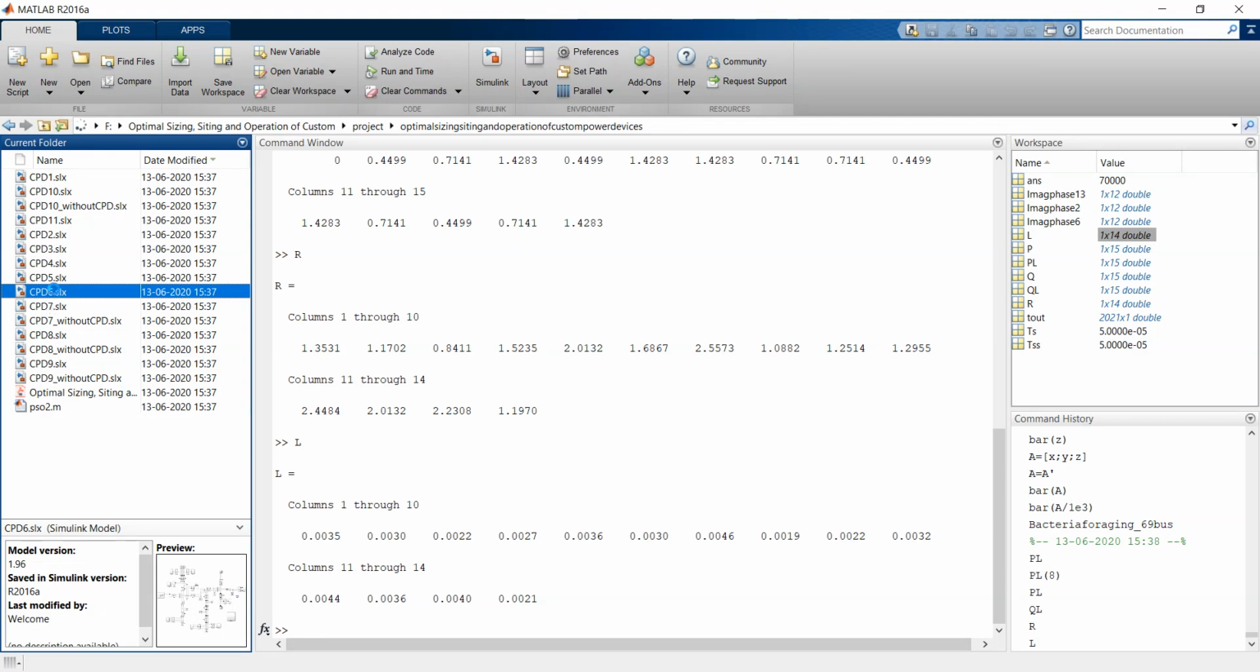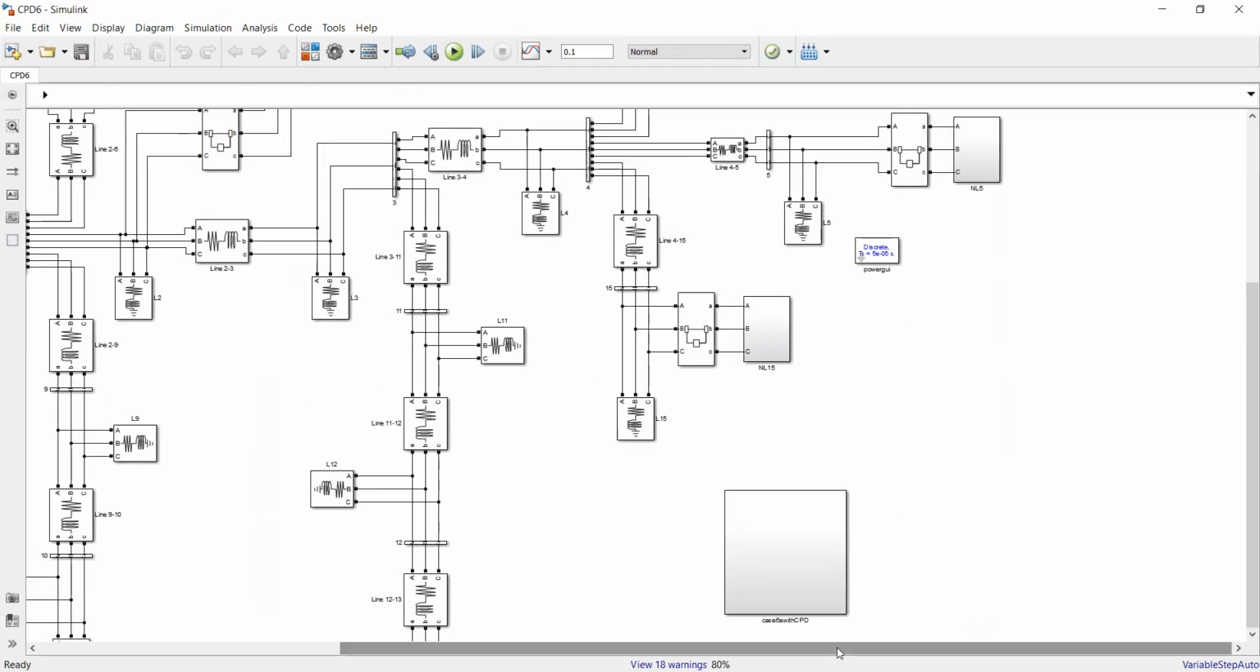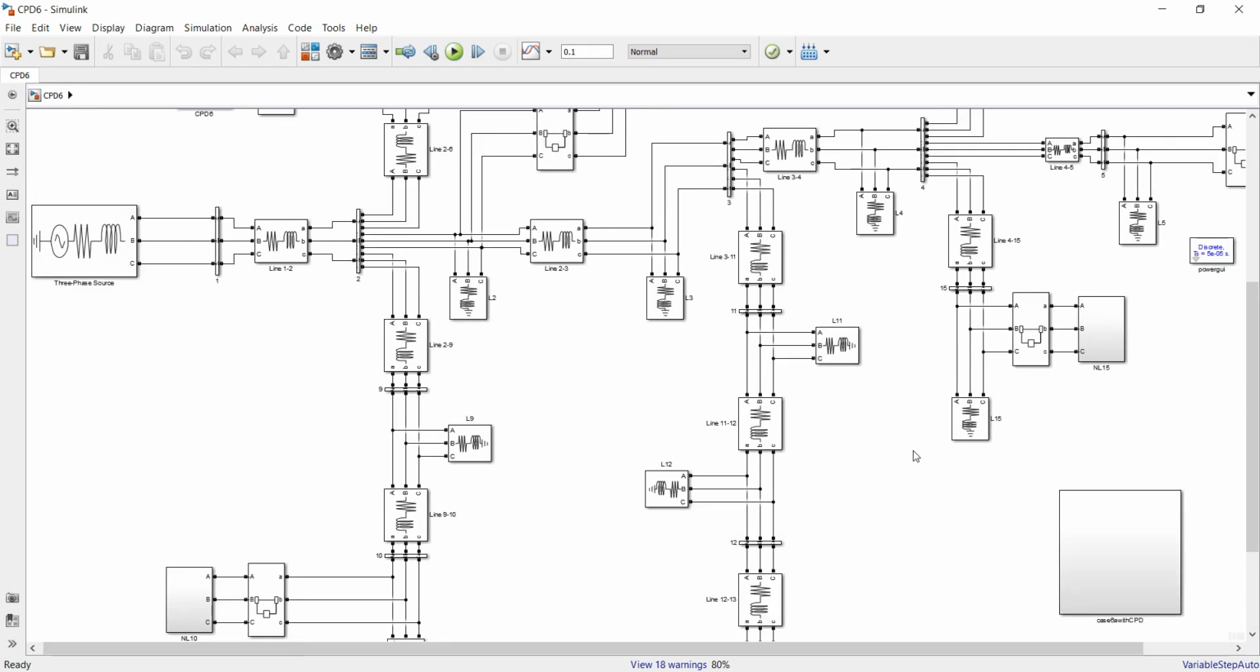This is CPD6. Here all CPDs are present. There are three CPDs and non-linear loads, and all non-linear loads are connected and all linear loads are connected.